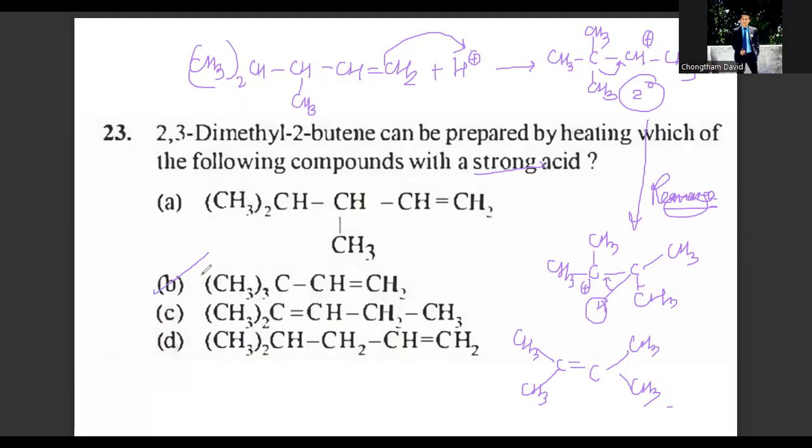Because this is the most stable carbocation. Tertiary carbocation is the most stable carbocation. Question number 24.